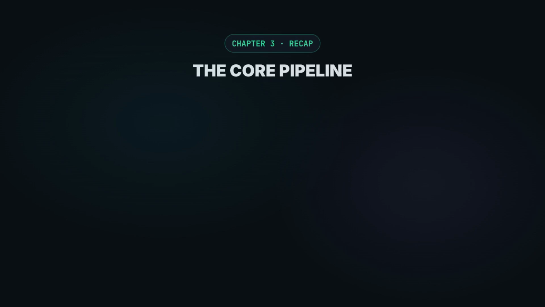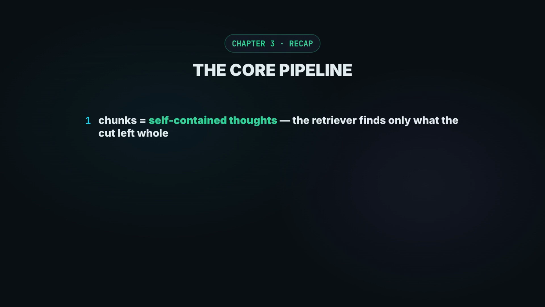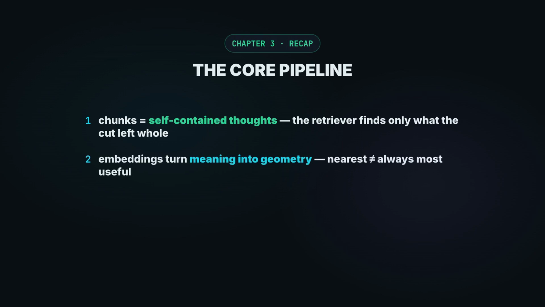Let's recap on the core pipeline. If you remember 3 things, make it these. 1. Chunks must be self-contained thoughts. Cut along the document's structure, because the retriever can only find what the cut left whole. 2. Embeddings turn meaning into geometry. Search finds the nearest points on that map. And remember, nearest is not always most useful.